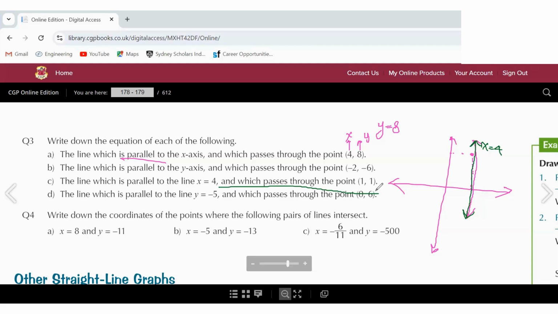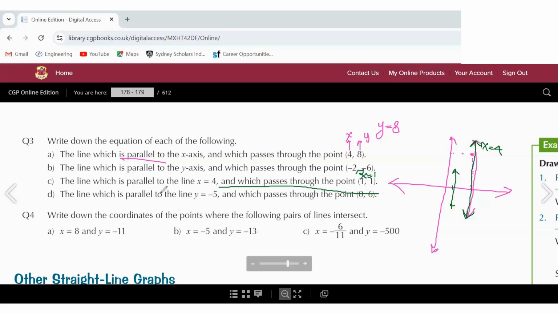So switch the variable. x equals 1. x is equal to 1, yes. The value they already gave you is (1, 1), in which y equals 1 is not going to work because it will be crossing this line, x equals 4. We want a line which is parallel to x equals 4. So therefore the equation is x equals 1. That would be somewhere over here and it is parallel to this line, isn't it?